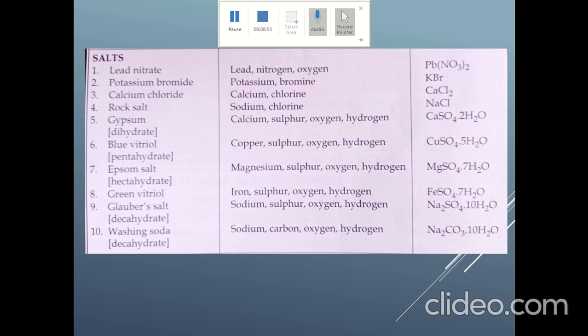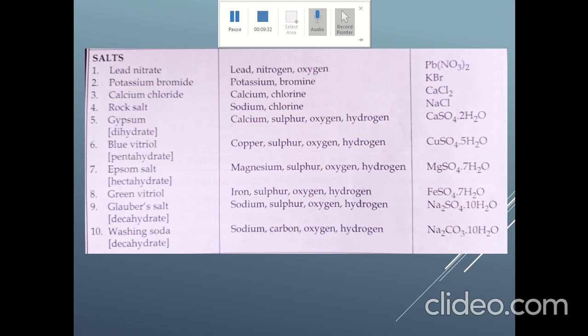Next is blue vitriol, which is also called as copper sulfate. It is having blue color. It consists of copper, sulfur, oxygen and hydrogen, CuSO4.5H2O. So it has 5 molecules of water, so it is called as pentahydrate. Next is Epsom salt. It consists of magnesium, sulfur, oxygen, hydrogen, MgSO4.7H2O. As it consists of 7 molecules of water, it is called as heptahydrate.